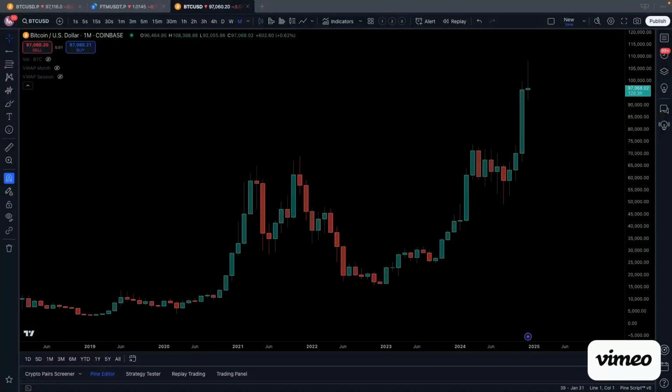What's going on, everyone? This is Cloud9 Trades here, and today we're going to be going over the DWM levels, also known as the daily, weekly, monthly levels. These levels are widely recognized and traded by both retail and institutional traders, so you should definitely always have these levels on your chart.